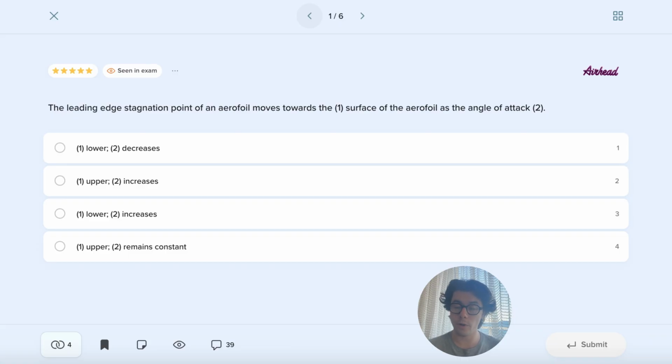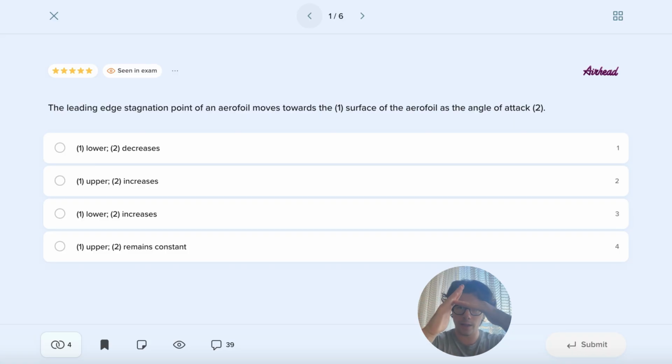So if you have an airfoil, the space where this air divides will be the stagnation point, as in the middle, the air moves neither upwards or downwards. And the question is where this point moves as the angle of attack increases. So as you increase the angle of attack, the relative airflow hits the aircraft in its leading edge. However, the stagnation point will start to go lower as the angle of attack increases.